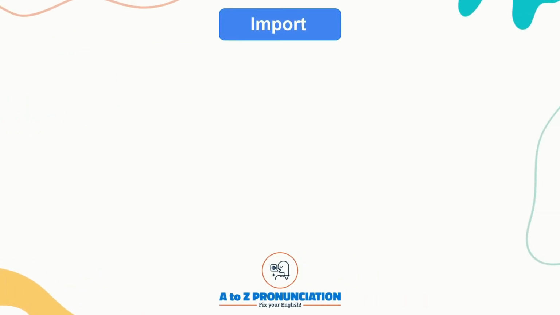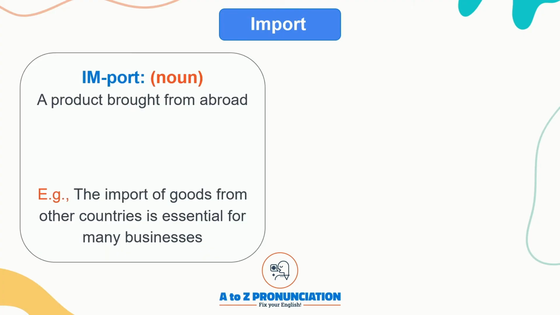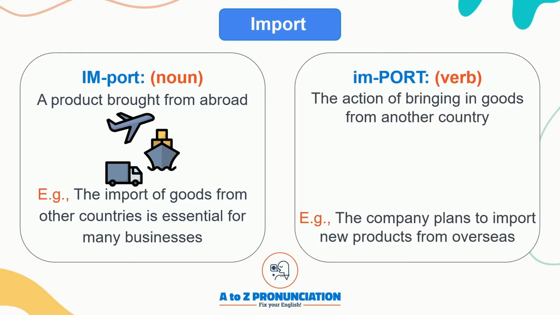The next words we look at are import and import. Import is the noun, which means a product brought from abroad. For example, the import of goods from other countries is essential for many businesses. As I'm sure we understand by now, shifting the stress to the second syllable will give us the verb form, to import, the action of bringing in goods from another country. Let's think of an example. The company plans to import new goods from overseas.